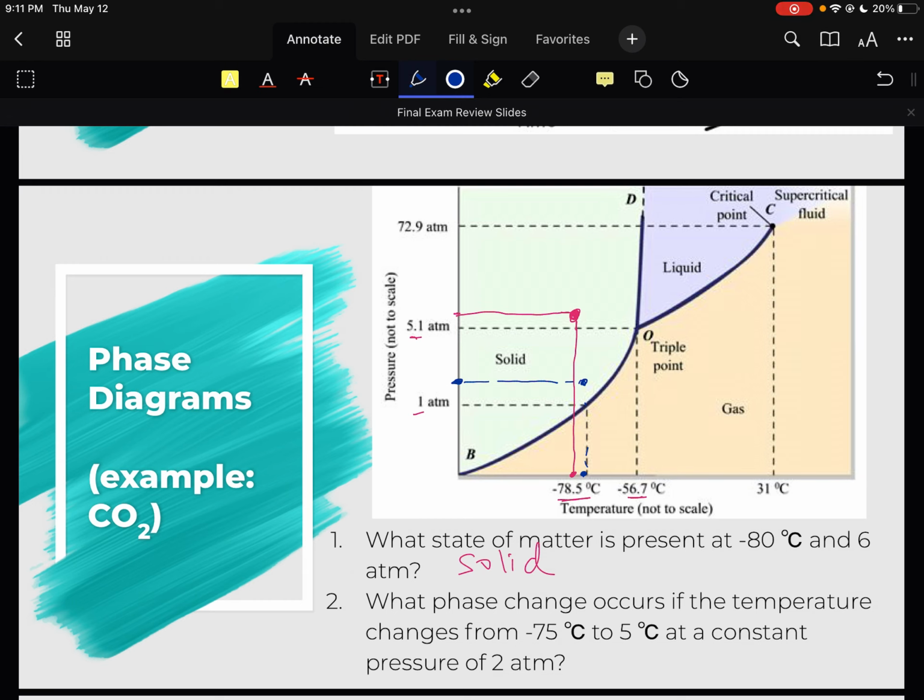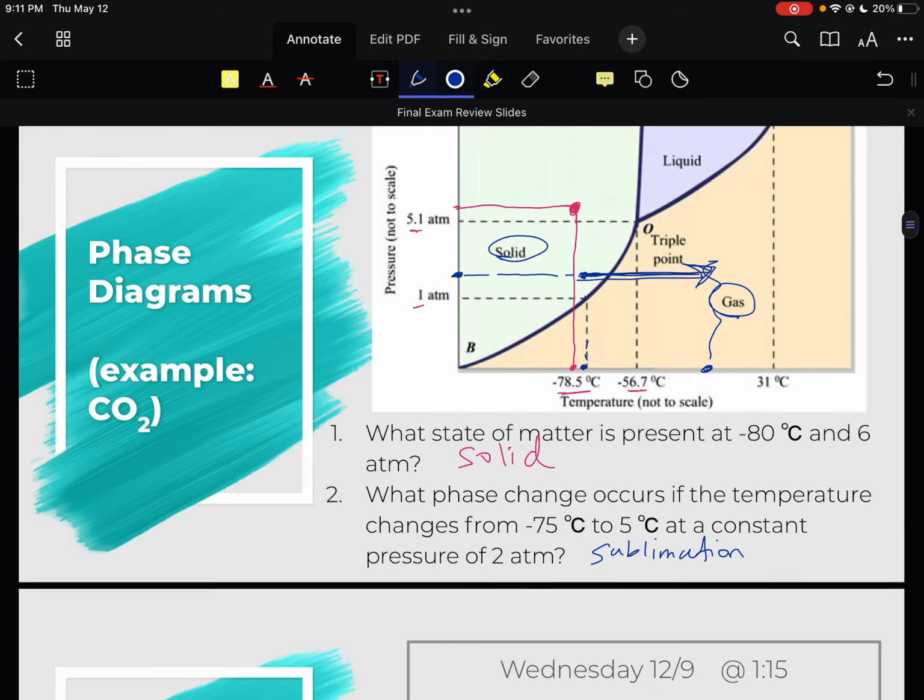And then it says I'm changing my temperature. I'm going towards 5 degrees. So I'm going this way, right? It's getting warmer over to the 5 degrees, which doesn't really matter where it is, probably somewhere in here. But I can see that I'm going from a solid over to a gas. So when we go from a solid to a gas, that's called sublimation. That's like our dry ice, how it goes from a solid to a gas.